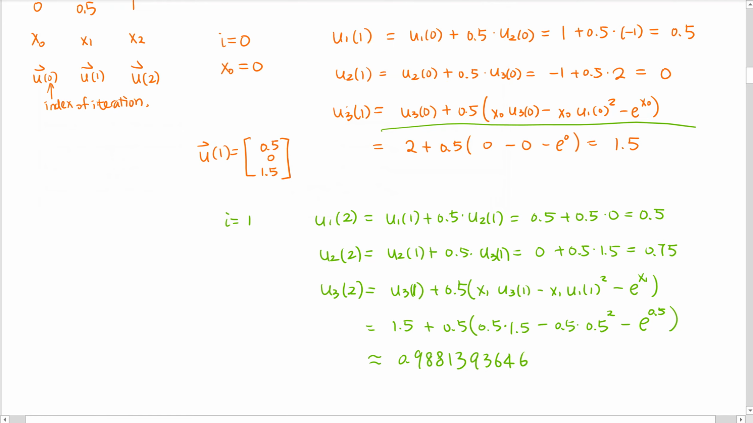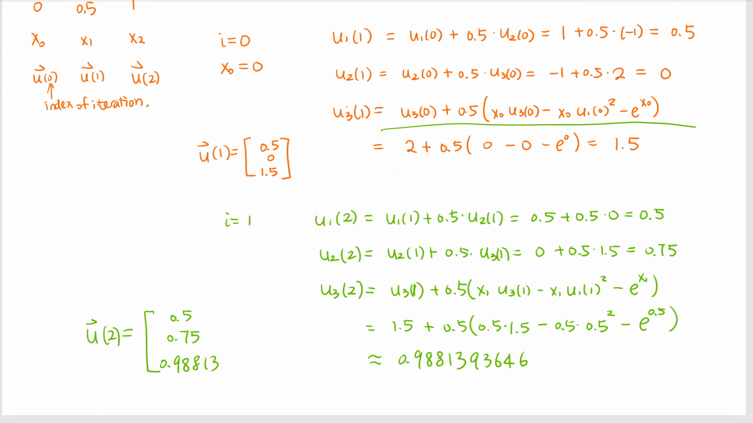Okay, great. Because now we get u2 is 0.5 and 0.75. And the next one is 0.9881393646. So far, so good, everybody? Okay, so that is our answer.